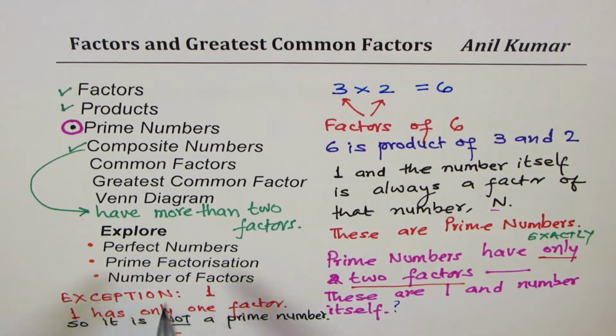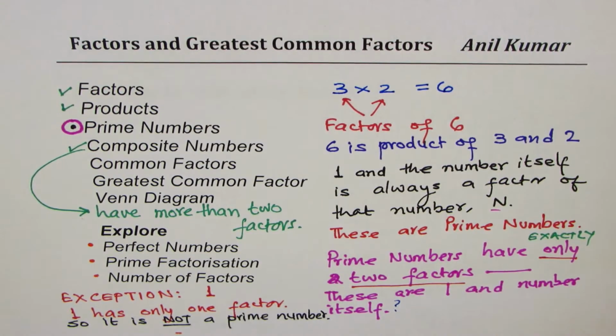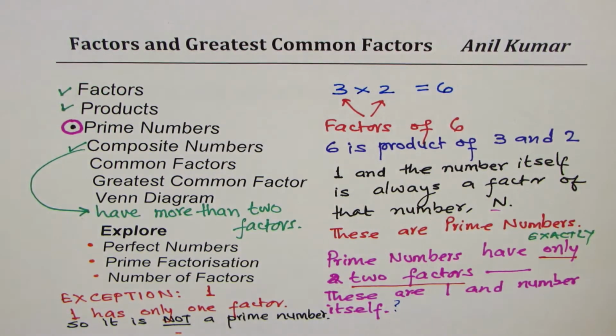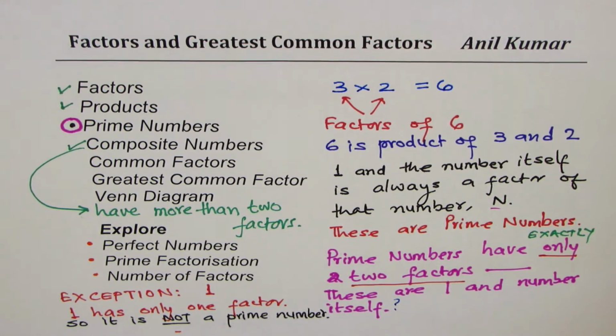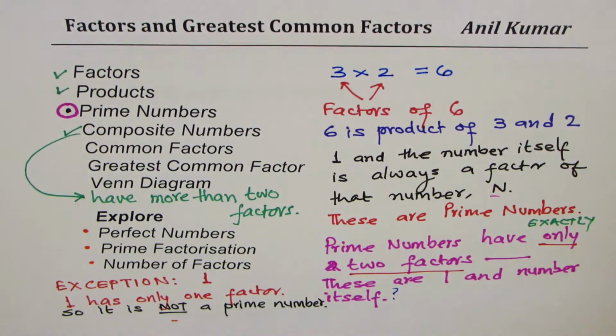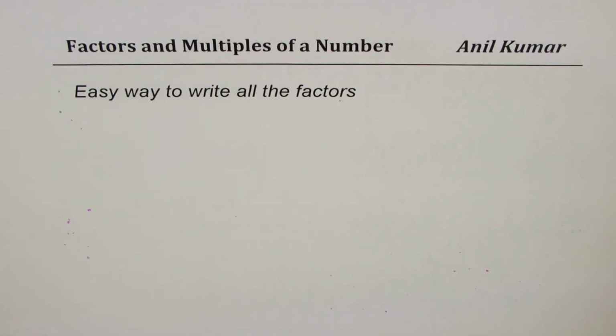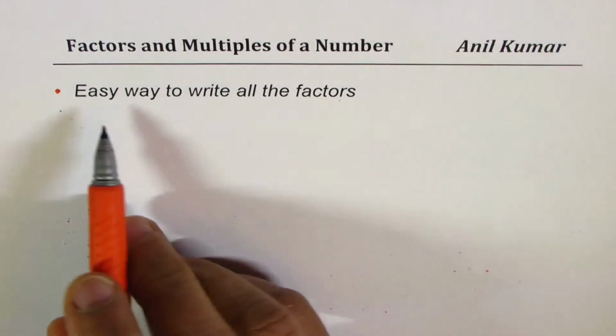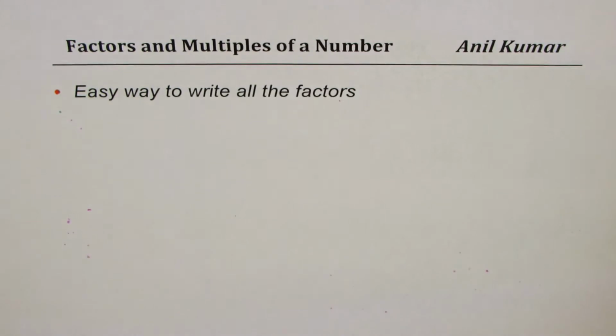So all numbers which are not prime and not 1 are composite numbers. Composite numbers have more than 2 factors, correct? Now, once we understand what factors are, let us really work with a few numbers and find all possible factors. So let's see how to do it.